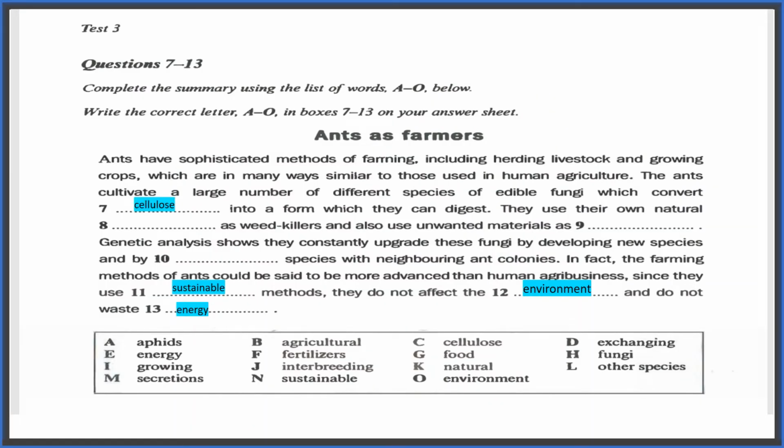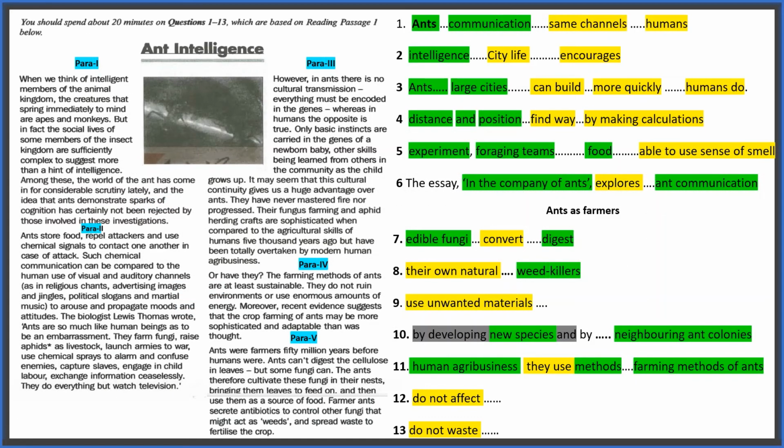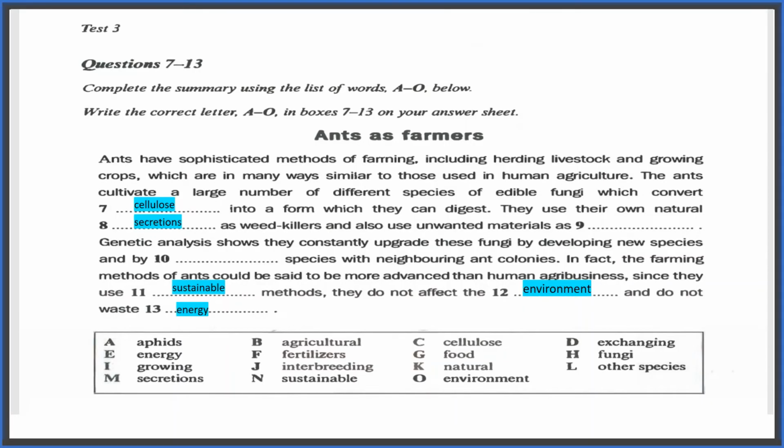In para 5, you could see some more keywords such as secrete and weeds, which are present in question number 8. The phrase their own natural means, secretion, indirectly refers to secrete, something that you secrete, and weed killer. So the word weed is also present in para 5. You could choose option C, that is cellulose, for question number 7, and option M, that is secretions, for question number 8.